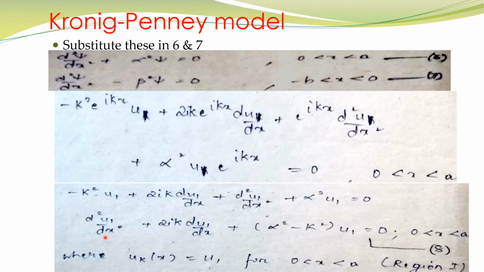So this is a differential equation in u1. This is equation 8, where uk of x is equal to u1 for the first region, 0 less than x less than a. Remember, we will be using this equation again to make some substitutions.